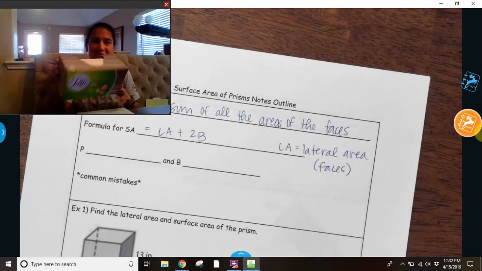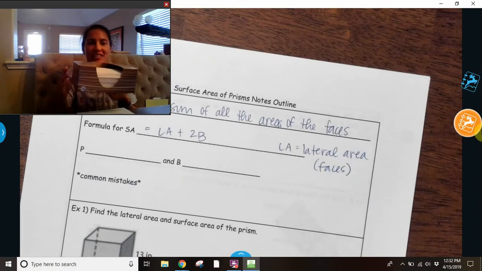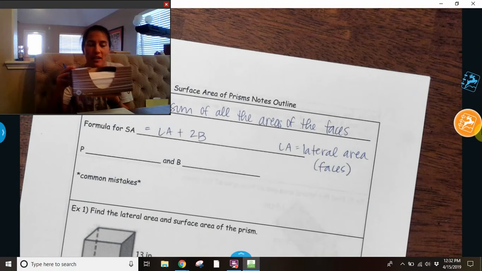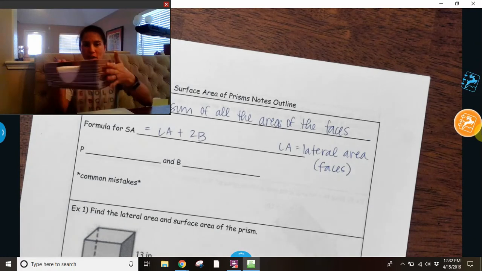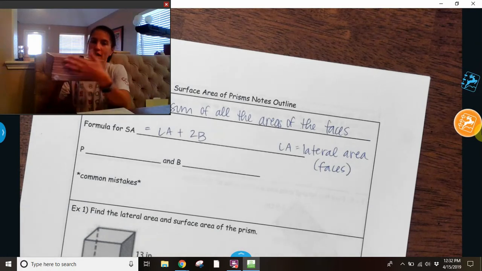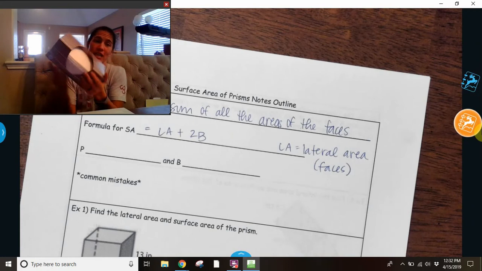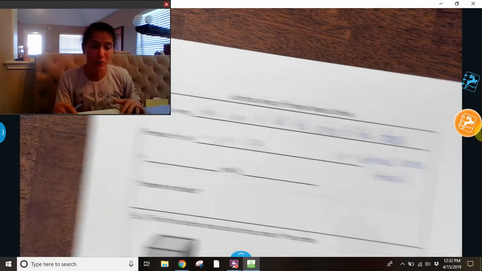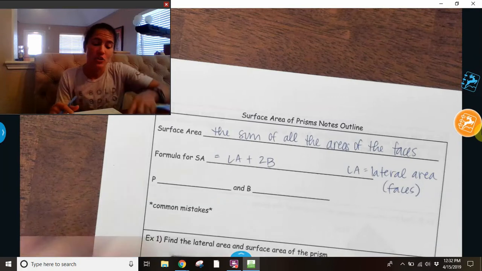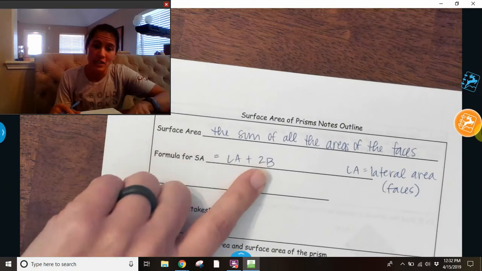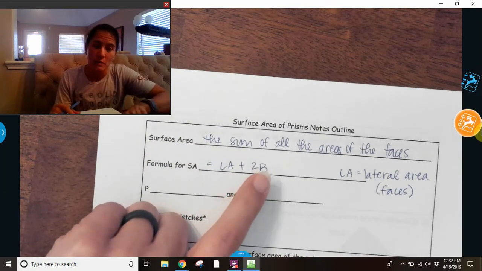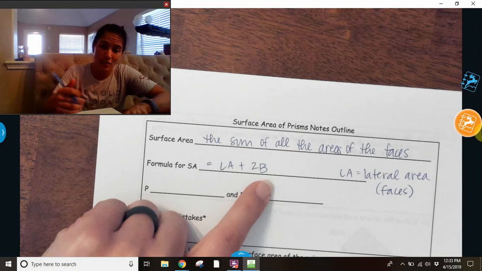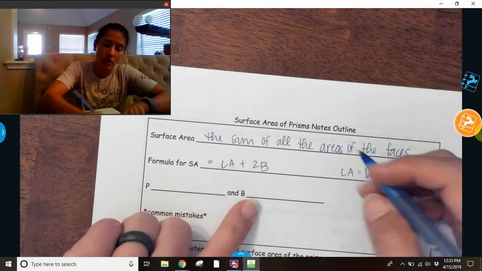So we have a, oh, this is funny. This is the document camera. We have a rectangular prism, and the lateral area would be the faces around. So if this was the base, then the lateral area would be the 4 faces around laterally that go around the shape. I don't have a triangular prism here to show you, but the 2B stands for twice the base area.